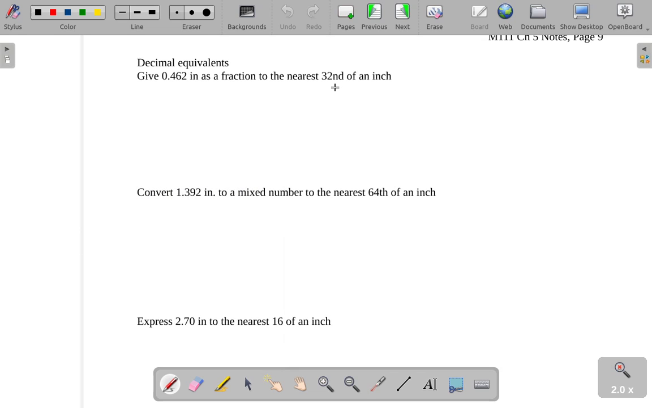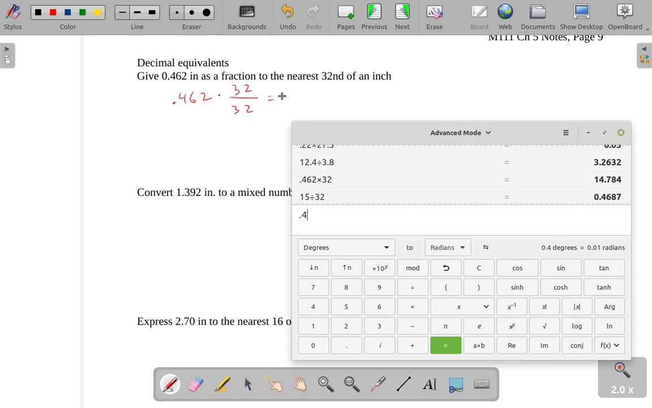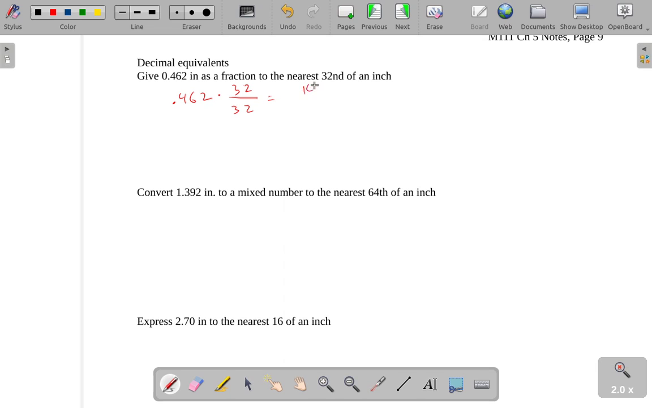And the easiest way to do this is to say, well, I'm going to take this 0.462. I don't want to change the value of it, and I want it to be over 32. So the easiest way to do that is to also multiply by 32, and then write it as something over 32. And let's see what I get when I do this. 0.462 times 32 gives me 14.784 32nds of an inch. And if I'm rounding this to the nearest 32nd of an inch, this is going to be 15 32nds of an inch.